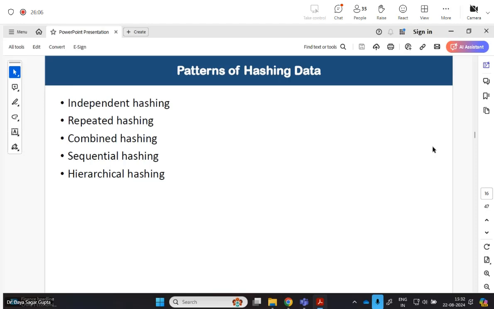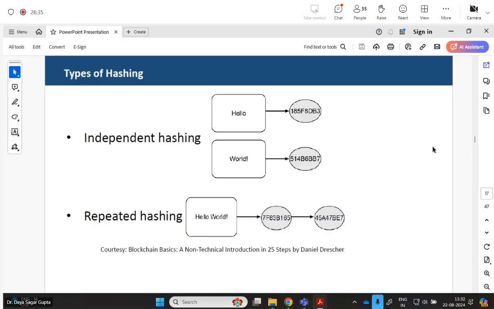Now, what are the different patterns a hash function is going to have? There are these 5 different patterns of hash values. One is independent hashing, another is repeated, combined, sequential, and hierarchical. So what do you mean by all these hash functions? Let us try to see it here.